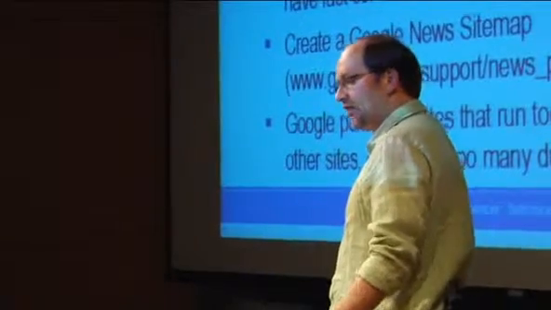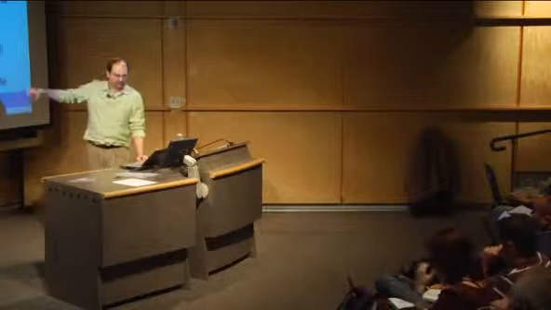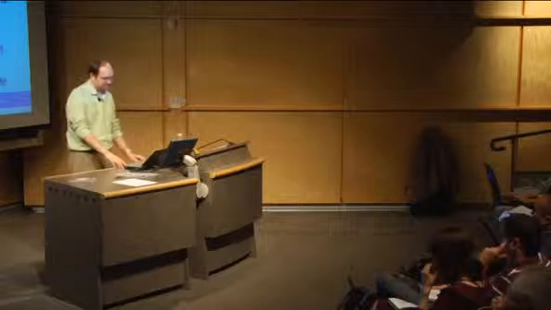It also must have original content. Duh. You don't want your scraper blog submitting to Google News. Give proper attribution. Whenever you're citing sources, you need to give proper attribution, and have fast server response time. Okay, and here's how you can create a Google News sitemap. Just follow this link and it'll give you some good information about that.